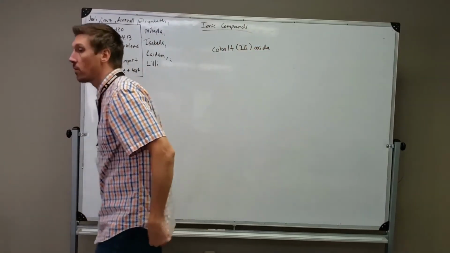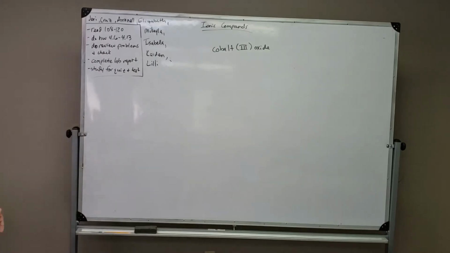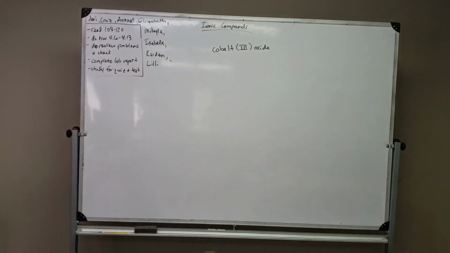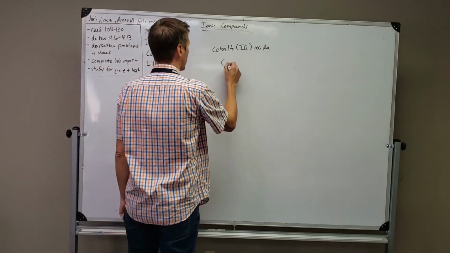So it's a compound formed from cobalt and oxygen, right? Cobalt and oxygen. Cobalt, if you don't know where it is on the periodic table, you can look at your list of elements on the right side of the front of your book. Look for cobalt. Cobalt is number 27. It has an atomic number of 27, and the atomic symbol is CO, right? So CO is cobalt.